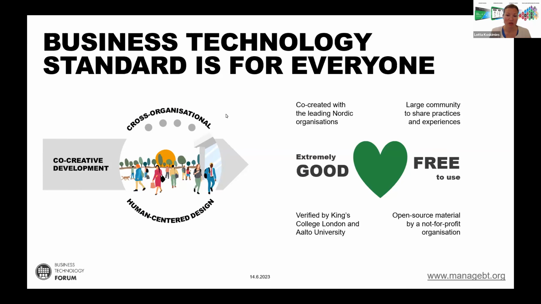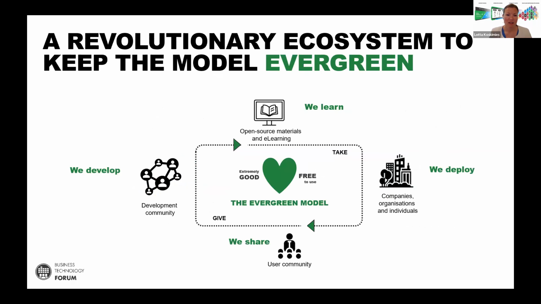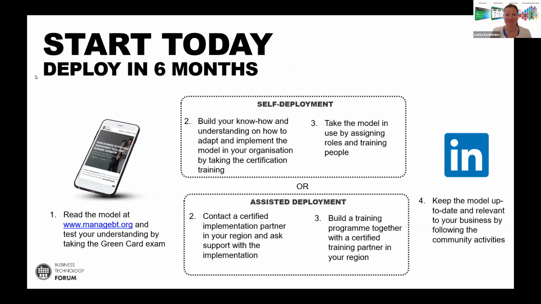The model has also been verified by the academia. King's College London and Aalto University in Finland have also been part of our development partners. All the material is open source, and Business Technology Forum is a not-for-profit organization. For us, it is very important that this model is really evergreen. At the same time we learn something, we deploy it, and then we share all the learnings with all the community. This makes the model really evergreen. It doesn't grow dust, so to say.